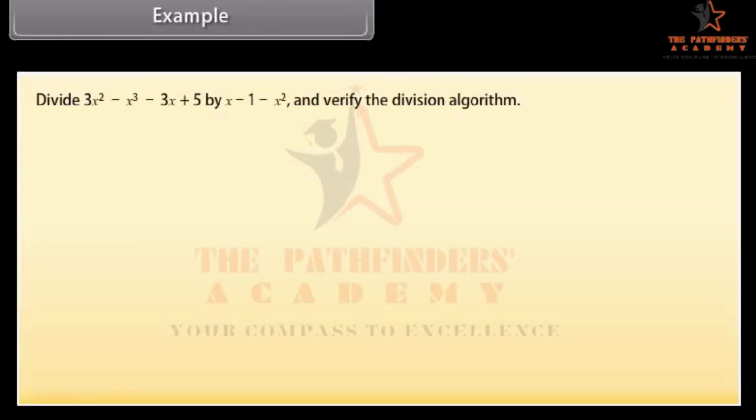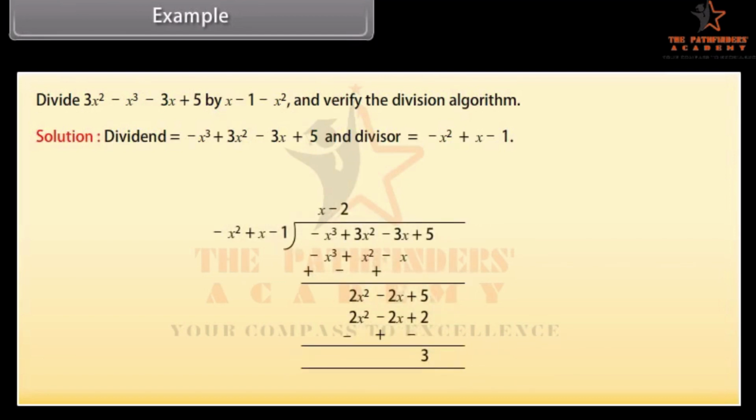Example: divide 3x square minus x cubed minus 3x plus 5 by x minus 1 minus x square, and verify the division algorithm. Solution. Firstly, we will write both the dividend and divisor in decreasing orders of their degrees. Dividend is equal to minus x cube plus 3x square minus 3x plus 5, and divisor is equal to minus x square plus x minus 1. By dividing, we get quotient is equal to x minus 2 and remainder is equal to 3.